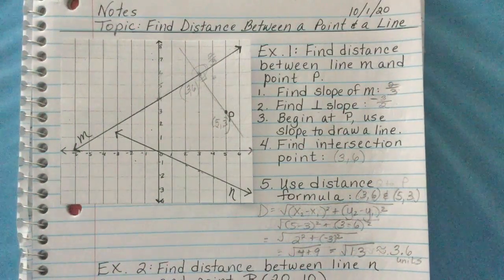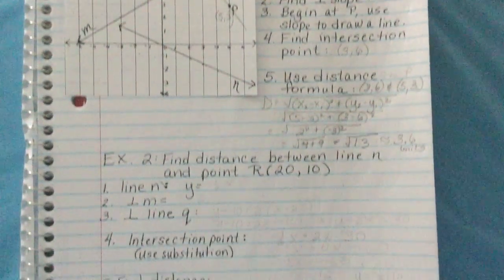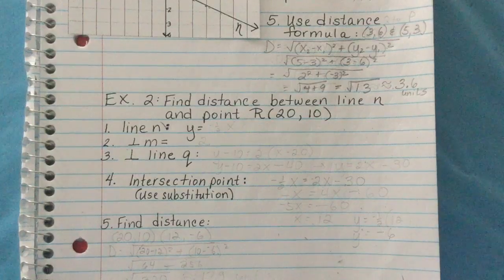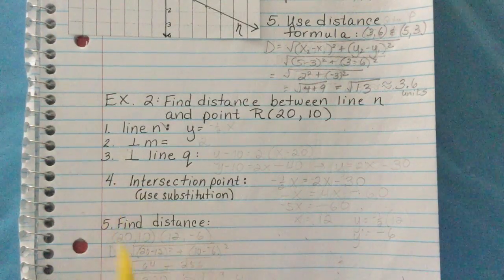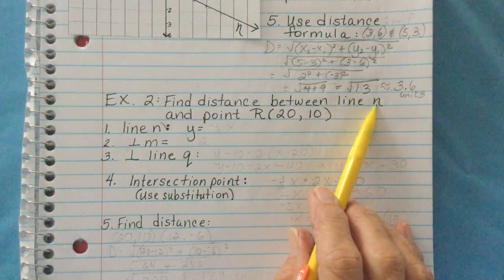All right, let's do that again, but now this one is going to be a little more complicated because we don't have anything to look at for our graph. All right, so this is what I mean. We have a line N.